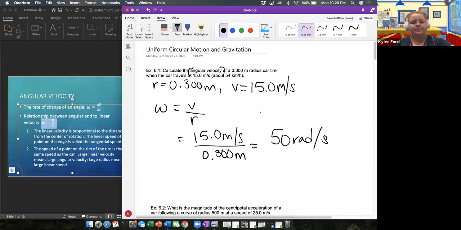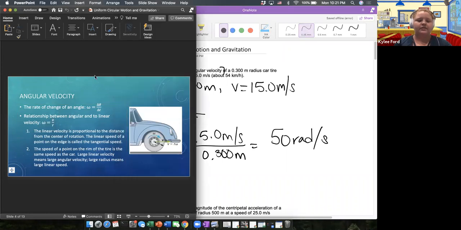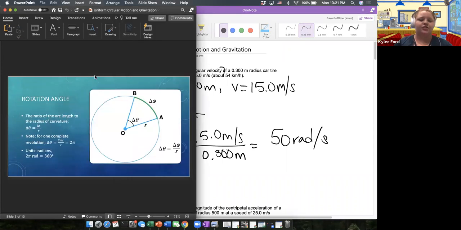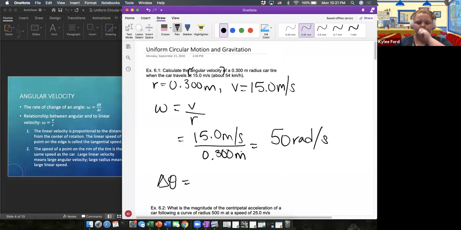So this is a little bit tricky when we're looking at angular velocity. Remember that we're looking at a rate of change of some angle. And remember how our delta theta, or our change in angle, which we called rotation angle, is measured in radians. So I kind of just added in that radians.